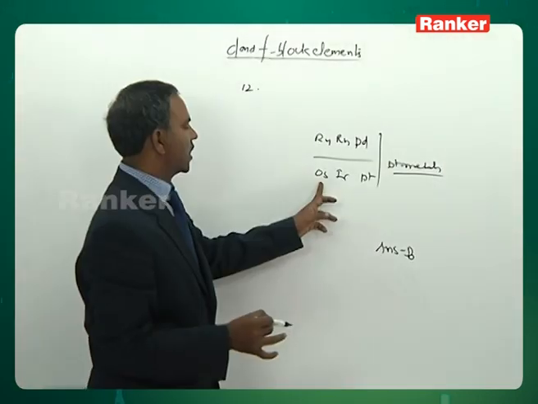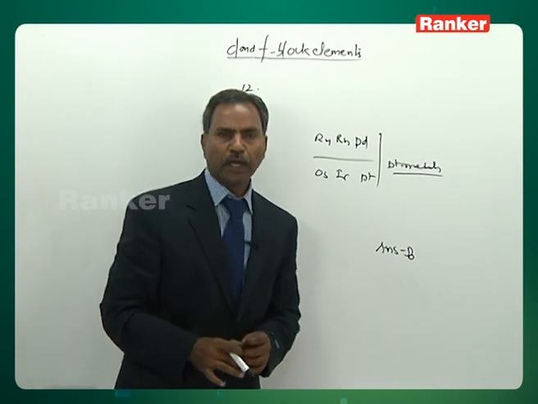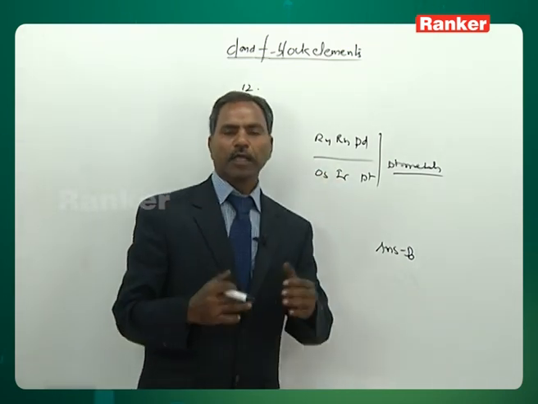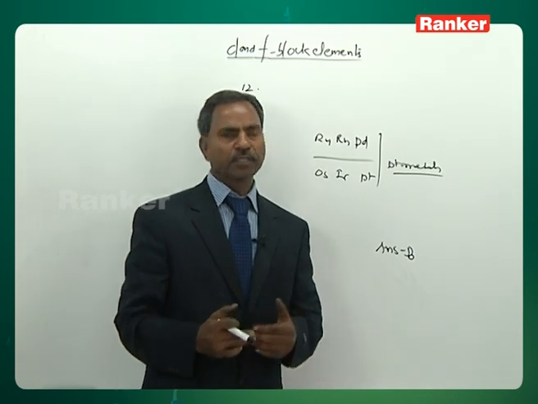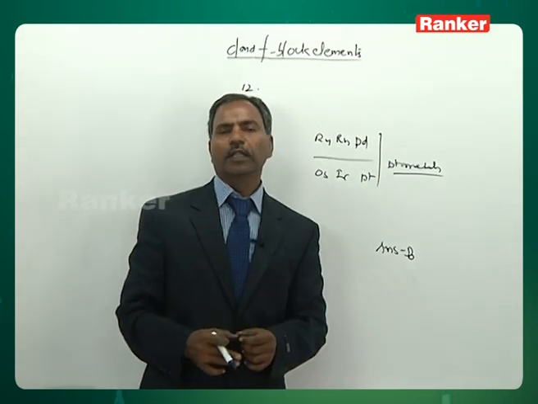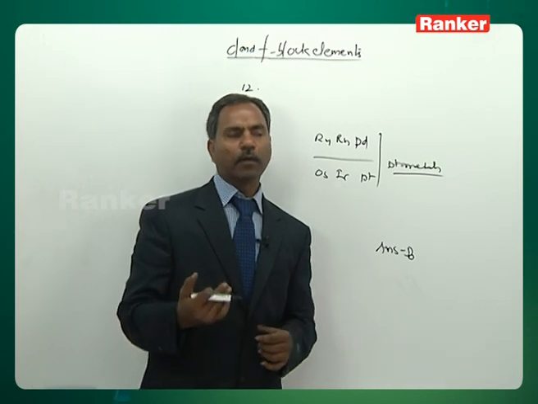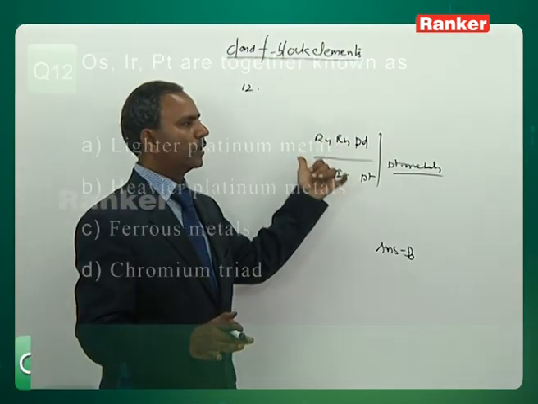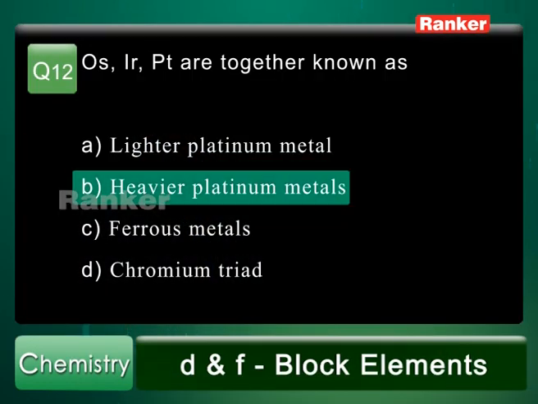Answer B. Osmium, iridium, platinum are known as platinum metals only, but these are heavier, therefore commonly known as heavier platinum metals. The first 3 we call lighter platinum metals. All together, we call them platinum metals: lighter platinum and heavier platinum metals.